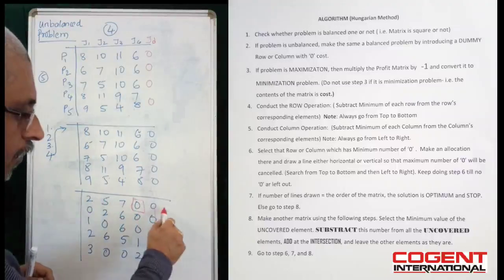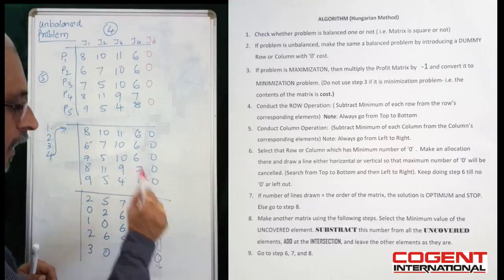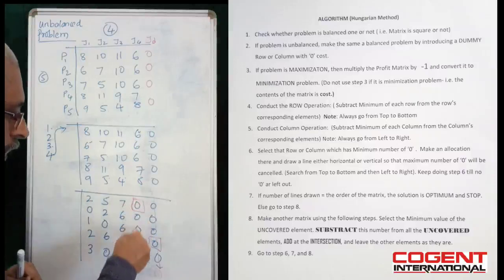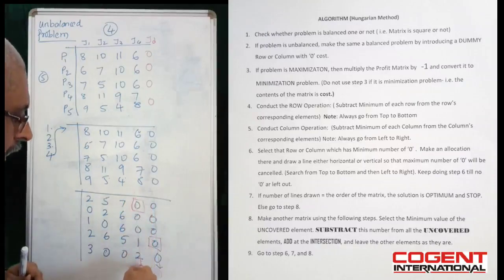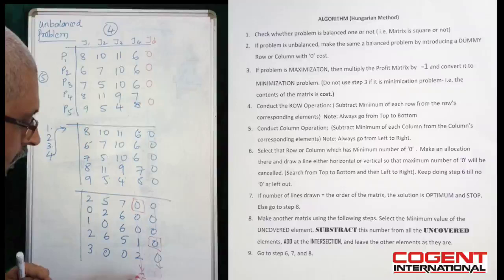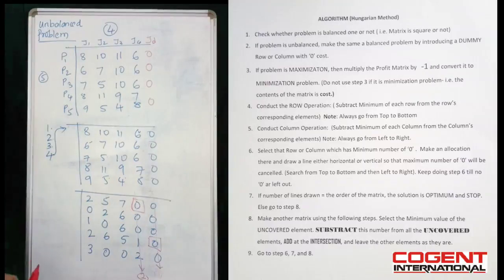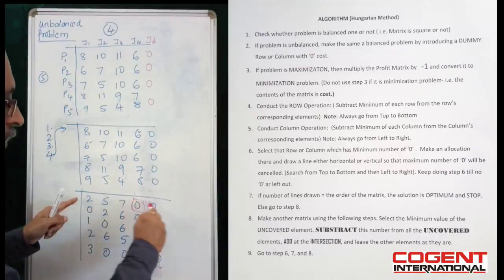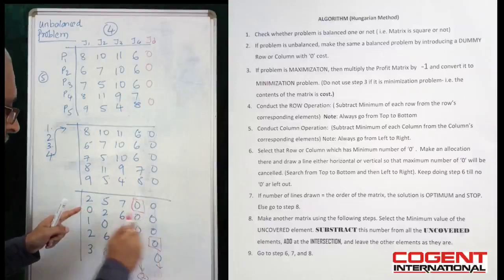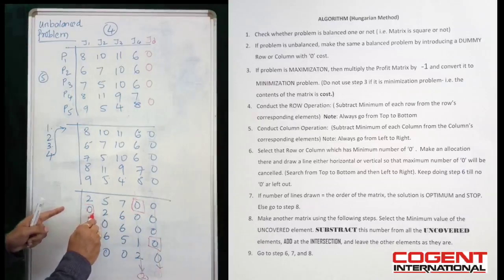If I draw horizontal, no zeros will get cancelled. This is not considered zero, it is already covered. So I have to draw a vertical line and I call it assignment number 2. Again I'll go from top to bottom. First row, no zero. Second row, here I get 1 zero.